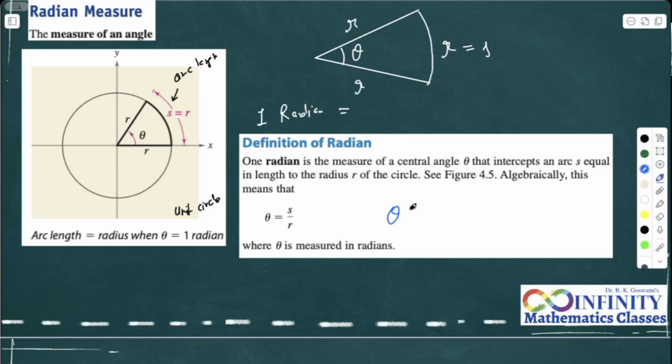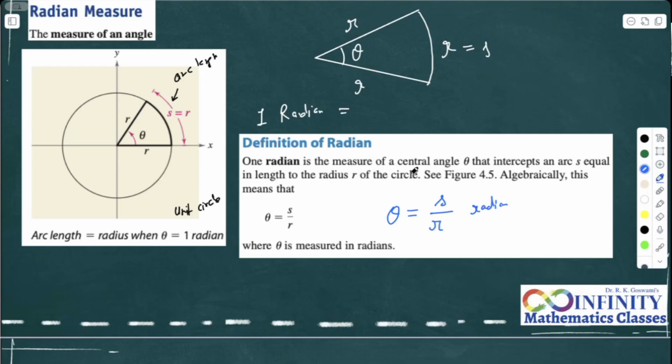Theta is going to be in radian whenever there is an arc of length s, and the angle it is subtending at the center is going to be theta. The radius is going to be r. So what is the angle? This is going to be theta equals s upon r. You will call it the radian.